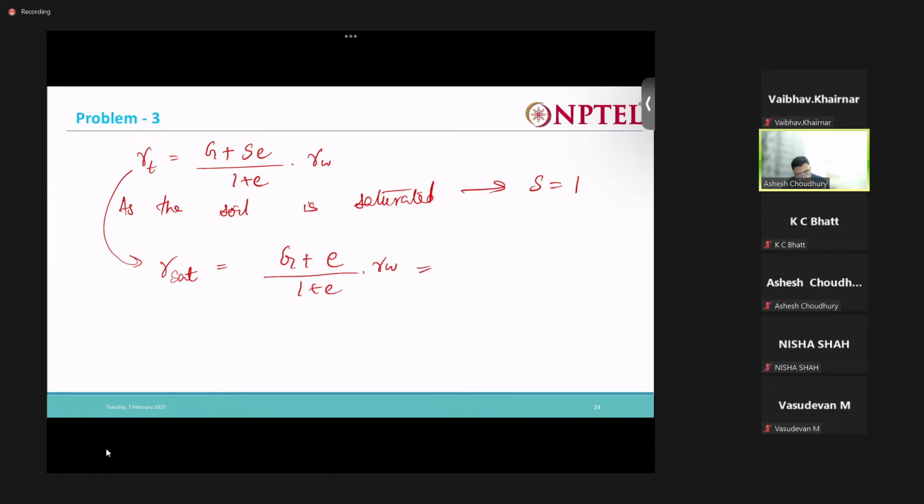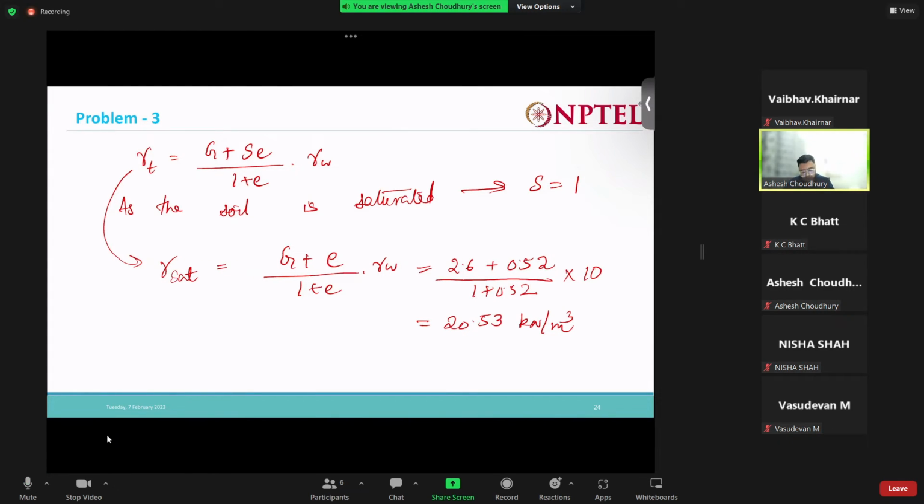Here you just put the value. What is the value of G? It's 2.6. Then e was 0.52. 1 plus 0.52 into gamma W, let us say it is 10. So we will get this as 0.2153 kilonewton per meter. So this was very simple.